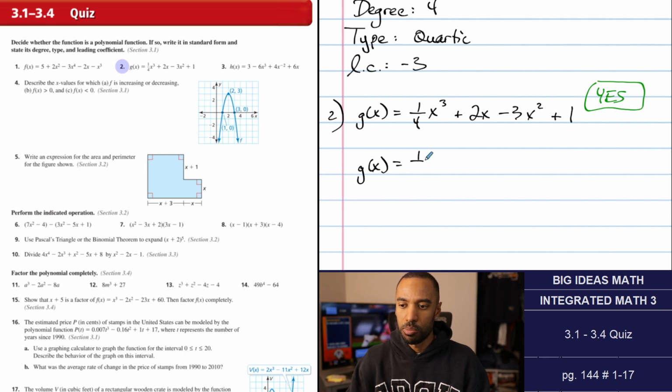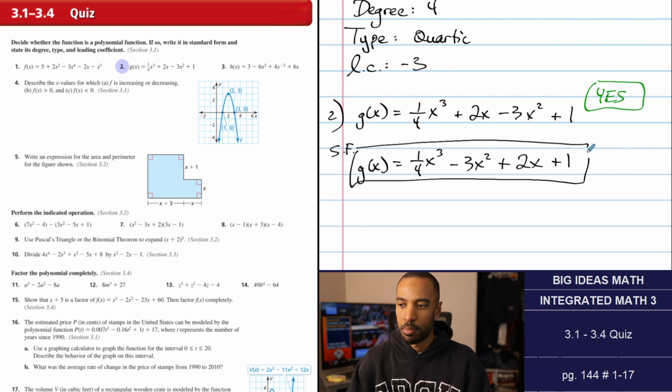The 1/4 x cubed is still the leading term. Degree 3 is highest. This is degree 3, 1, 2, and 0. All we really have to switch is these two right here. Minus 3x squared plus 2x. And then we have a plus 1. So here's our standard form. I don't know if I abbreviated that last time or wrote that out, but that's okay.